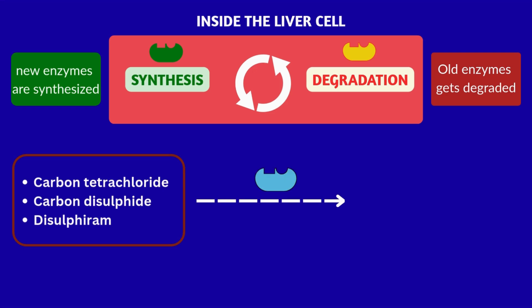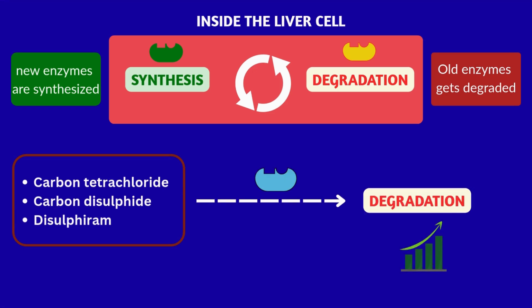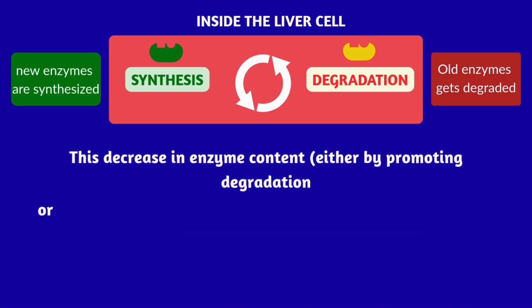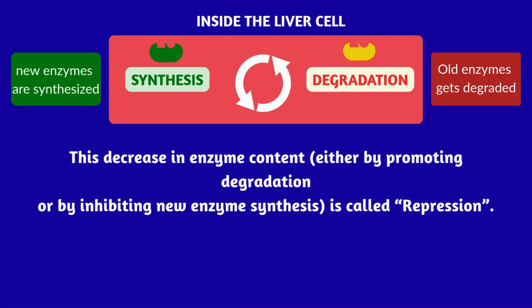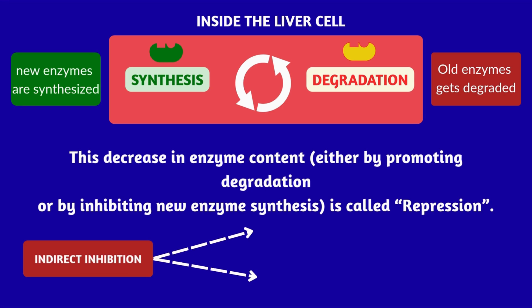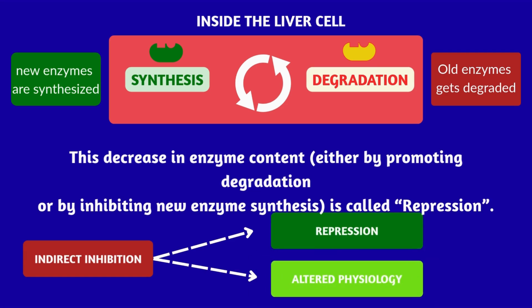There are some other drugs like carbon tetrachloride, carbon disulfide and disulfiram, etc. What do they do? They increase the degradation process of enzymes. The above drugs inhibit the synthesis of new enzymes. These drugs promote the degradation of enzymes. So enzymes get degraded quickly, and metabolizing capacity decreases. This decrease in enzyme content, either by promoting degradation or inhibiting new enzyme synthesis, is what we call repression. Indirect inhibition happens by one of these two mechanisms, repression, and the second one is altered physiology.